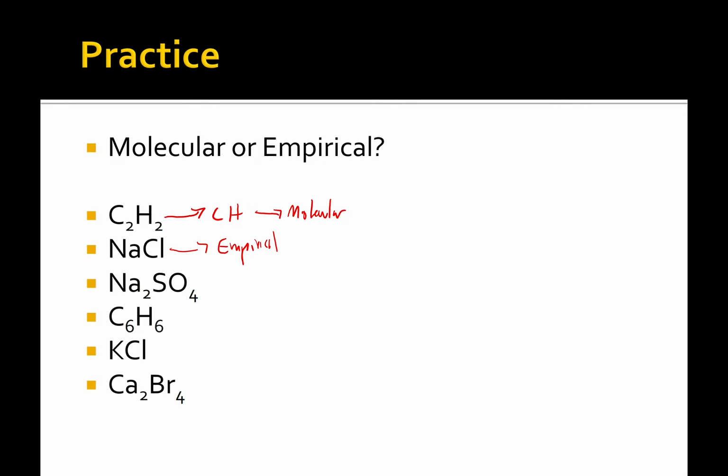Na2SO4, can we simplify that any further? No. It also contains a polyatomic ion. It's a ternary compound. So this would be an empirical form. C6H6 would be a molecular form. This could be simplified down to CH, similar to C2H2 above. KCl, another ionic compound, already simplified, so this is an empirical form. And Ca2Br4, this is ionic. This also could be simplified by dividing out a 2, and we could get down to CaBr2.